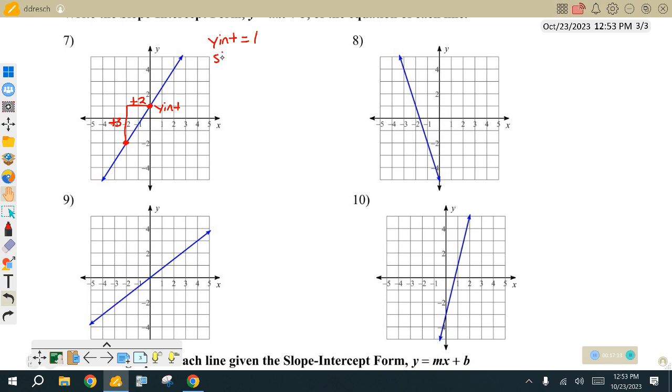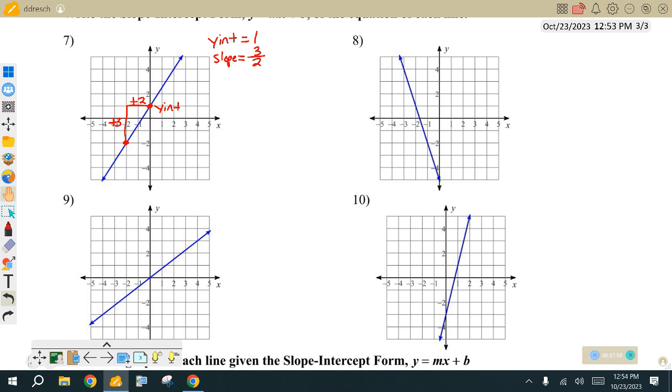Just like we did on Friday, you did in 6th grade, 7th grade, 8th grade. When you write the slope, rise over run. Which one's my rise? 3. Which one's my run? 2. 3 over 2.